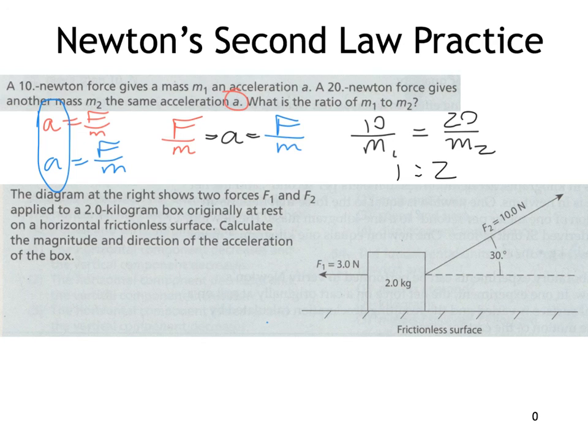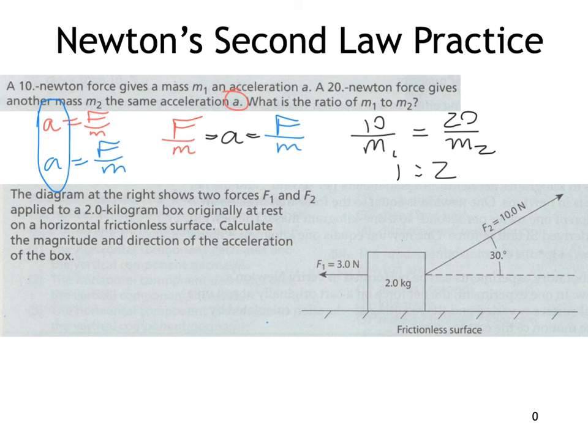Okay, so my second question. It says the diagram at the right shows two forces, F1 and F2, that are both applied to a 2 kilogram box that's originally at rest on a horizontal frictionless surface. Calculate the magnitude and direction of the acceleration of the box.